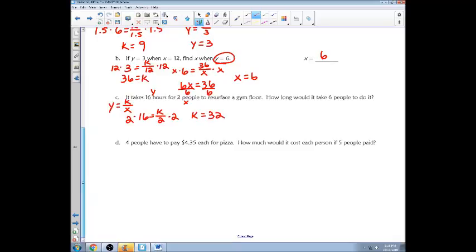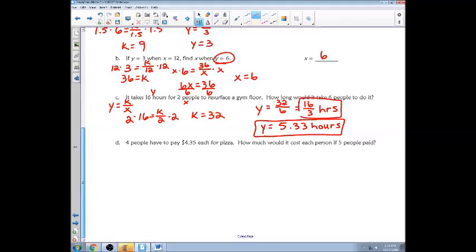How long would it take 6 people? So instead of having 2 for x, I'm going to have 6 for x. So it would be y is equal to 32 over 6. Remember, I don't really like decimals. You could get a decimal here. But 32 over 6 can be simplified into 16 over 3 hours. Don't really know what that means. So I could do y equals 5.33 hours or 5 1/3 hours. I would take either one of those answers.